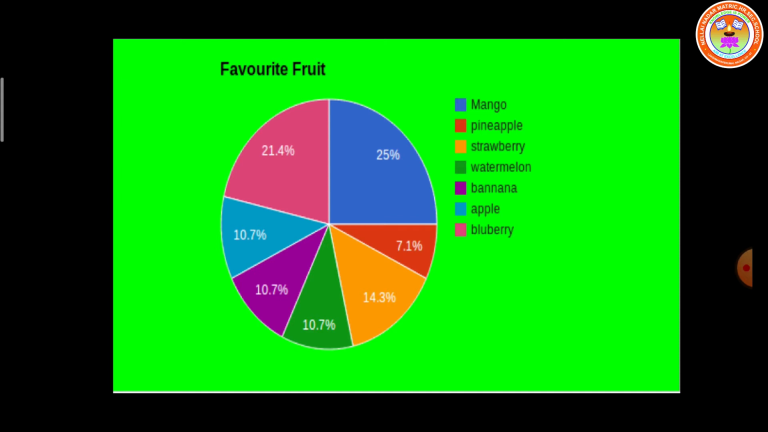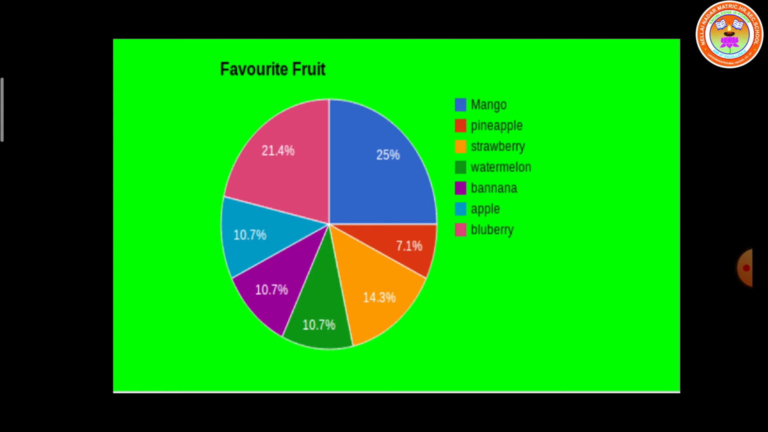See, this is the information about favorite fruit. Each thing has been separated by a different color: blue, pink, purple, yellow, orange. Each color represents a fruit name, so it is the information about the favorite fruit. This is the way you must represent the data in a pie chart, like this only.